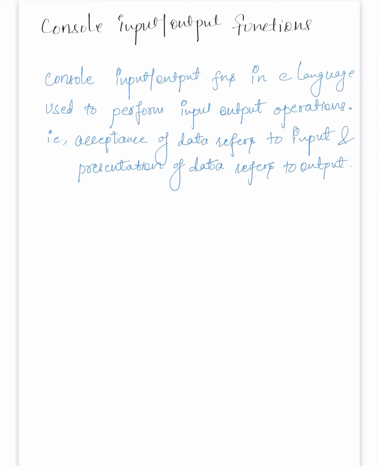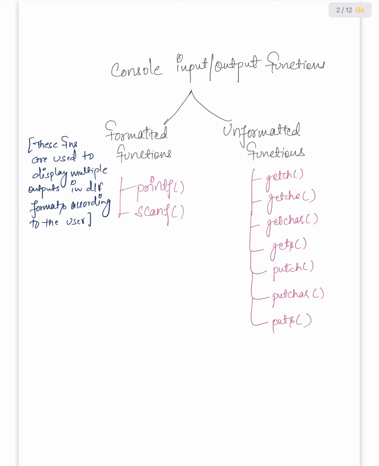Hello everyone. So today we will study about console input output functions. The console input output functions in C language are used to perform input output operations. For example, for acceptance of data we use input devices, and for the presentation of data we use output devices. The console input output functions are divided into two types: first is formatted and second is unformatted.